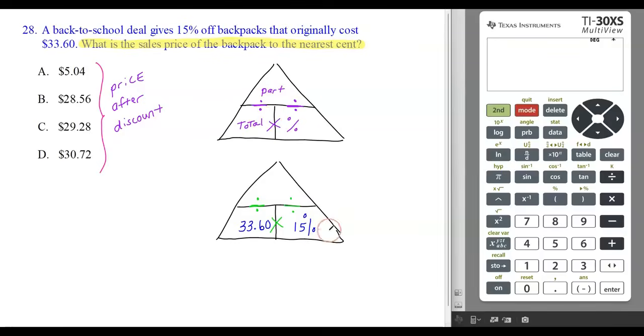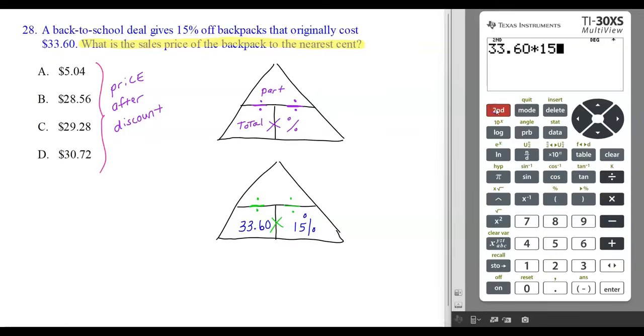So these two numbers are next to each other, so I'm going to multiply the 33.60 times the 15%. Whatever I get, we'll put here. This will be my part. So 3360 from here times 15%. My percent symbol's here. It's right above the parenthesis.